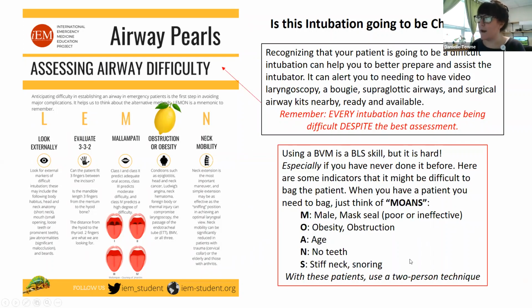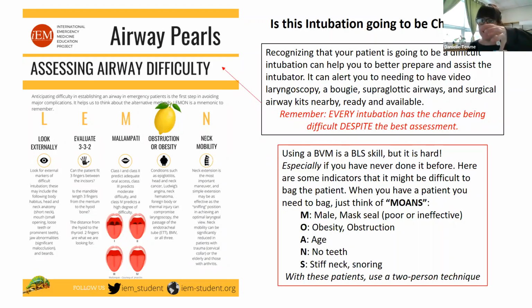And so the mnemonic MOANS is a way to recognize if you think you're going to have a challenge with that. If they're male, sometimes it can be a little more difficult, their facial structure. And if you have a poor mask seal, if they're obese or there's any type of obstruction, their age, if they're older, if they have no teeth, it can be really hard to hold that jaw and facial structure together to bring it up into the mask to give a good breath. And if they have a stiff neck or snoring respirations, because it's telling you there's airway compromise. If you have a patient with any of those things, use a 2-person technique.